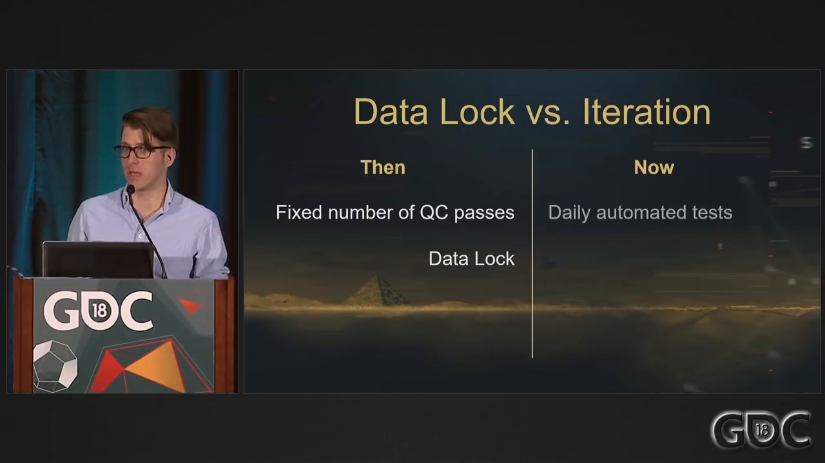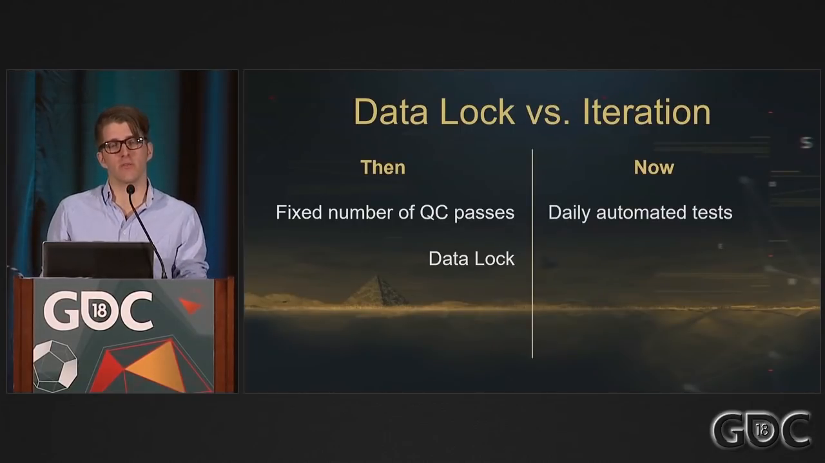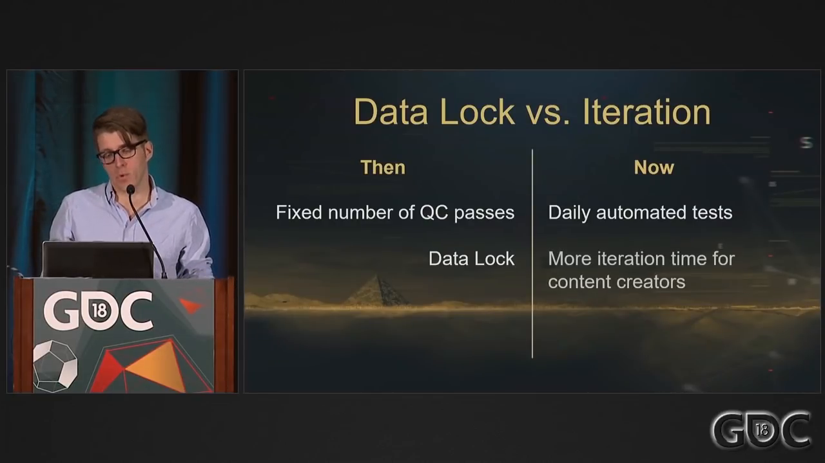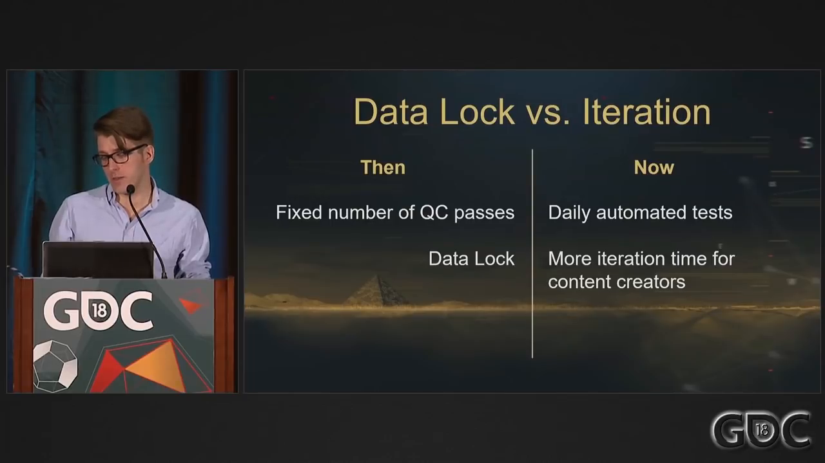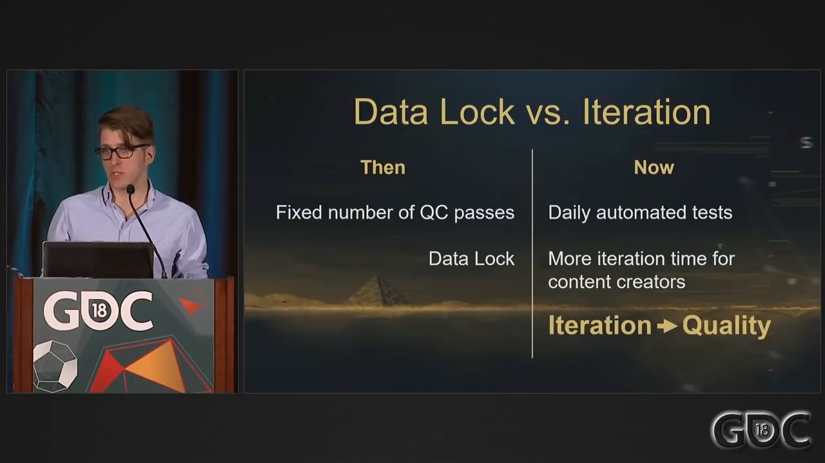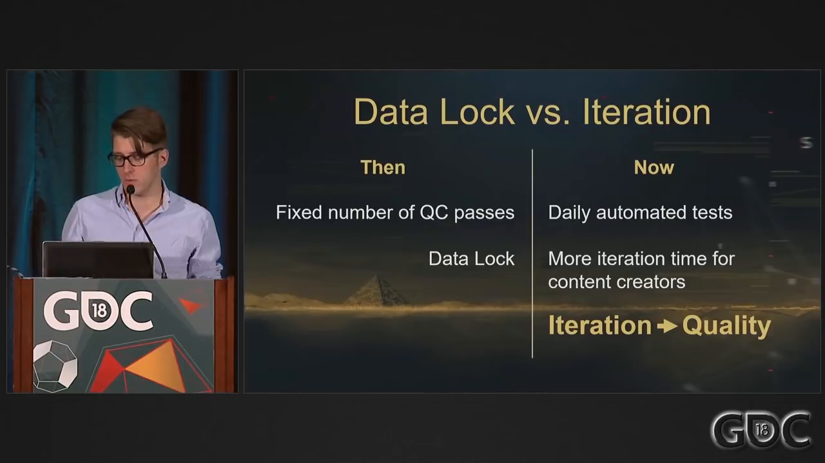But now, with daily automated tests, we're a bit more confident to change things because every day we have tests being executed. We don't have a fixed number of QC passes. So we have more iteration time for content creators because we allow them to change things much later into the production. I think you'll agree that more iteration leads to more quality. So that's why I'm sure that this system helped this game have a good quality level.